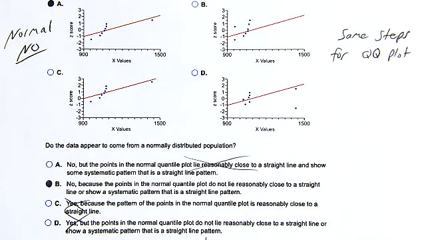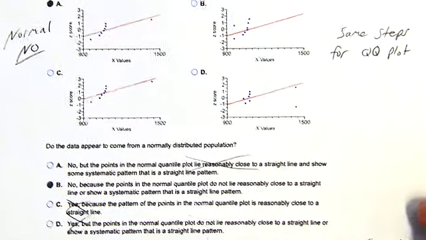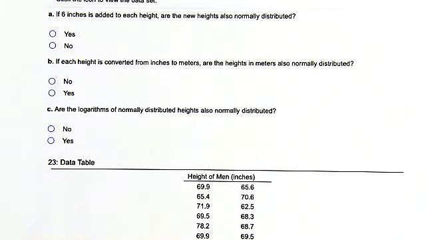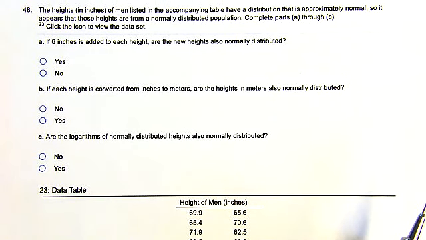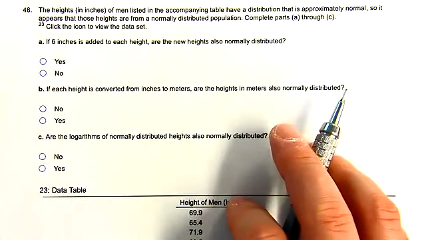Okay, let's look at the last three, which are more theory. Let's look at 48. They give us men's heights in this table. So we've got a bunch of men's heights in inches. And I've already argued that things like height and weight and all that sort of thing are always normally distributed. But this one throws a little wrinkle in it.